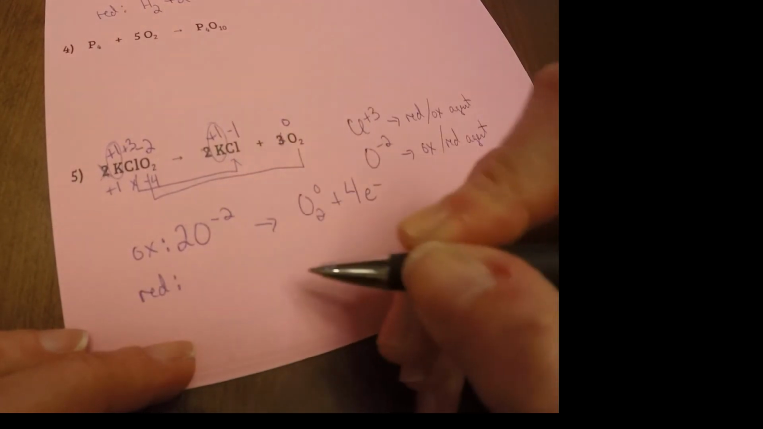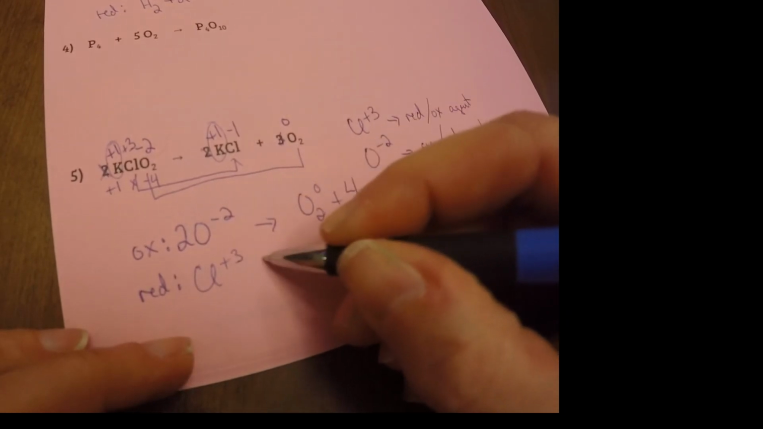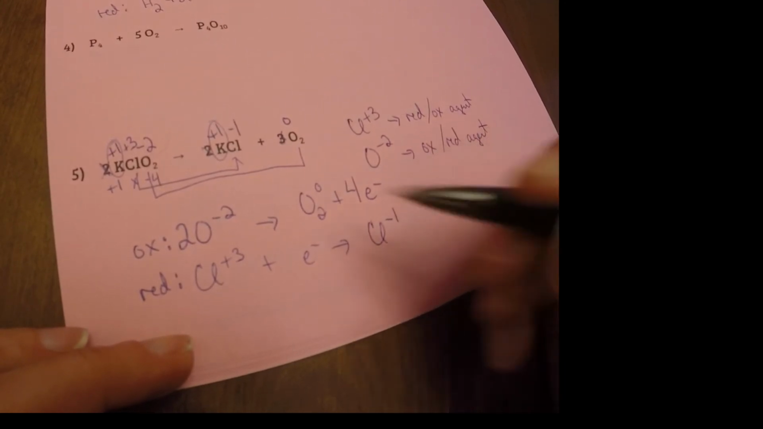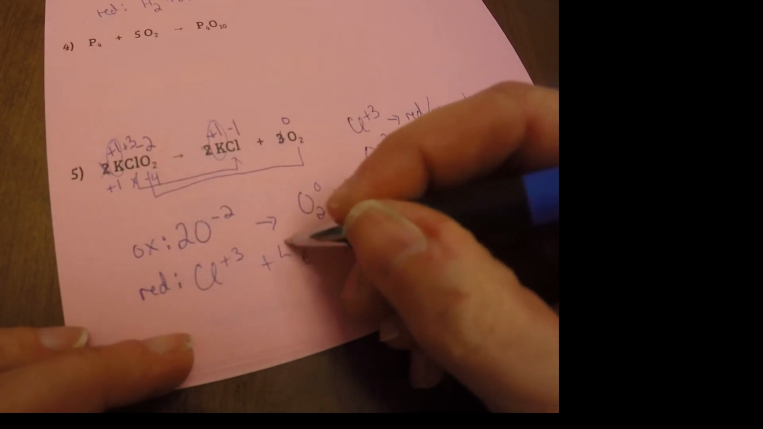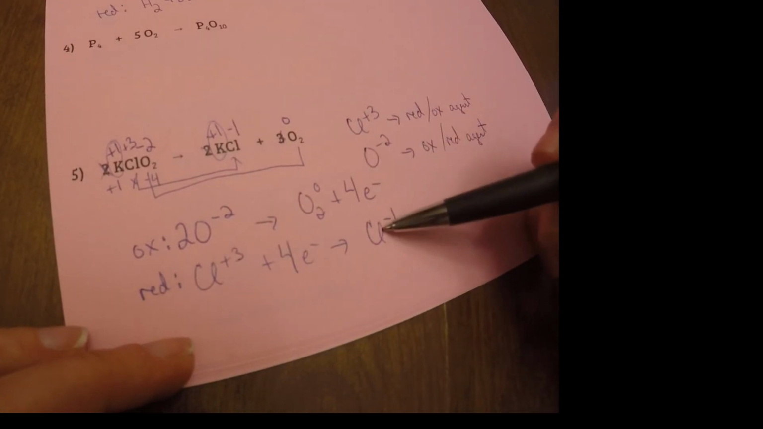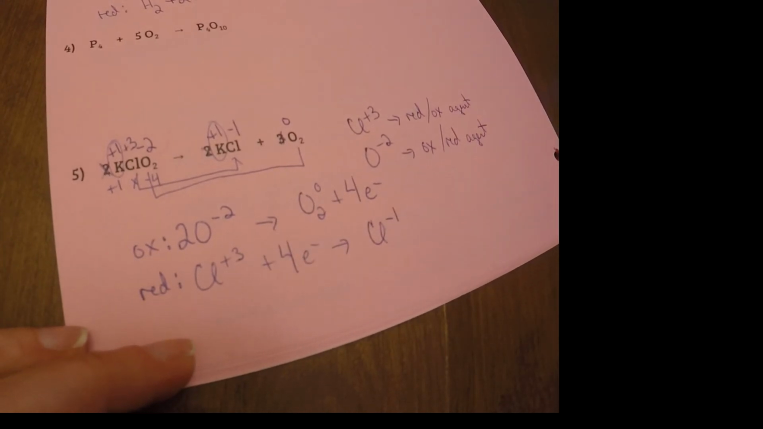Our reduction half reaction then is going to be our chlorine. So chlorine +3 is going to gain electrons to become chlorine -1. To go from +3 to -1, you need to gain 4 electrons total. 1 chlorine ion, 1 chlorine ion. +3 plus -4 equals -1, balanced for both mass and charge.